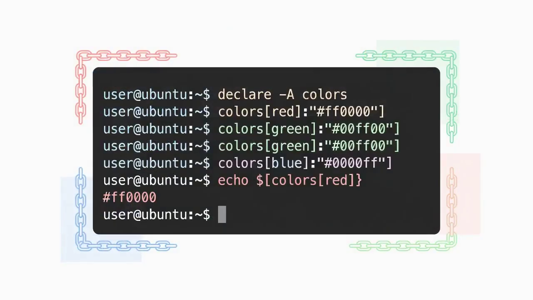Associative arrays work the same way, except you declare them with declare -A, and you look values up by string key instead of by index. We build a small color map and pull out the value for the key red.